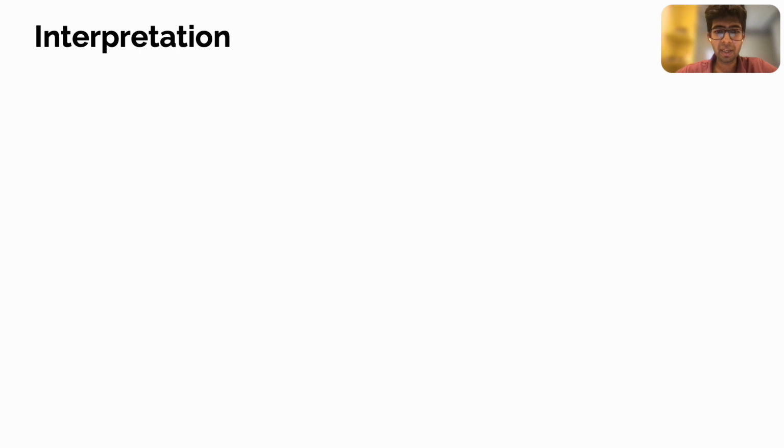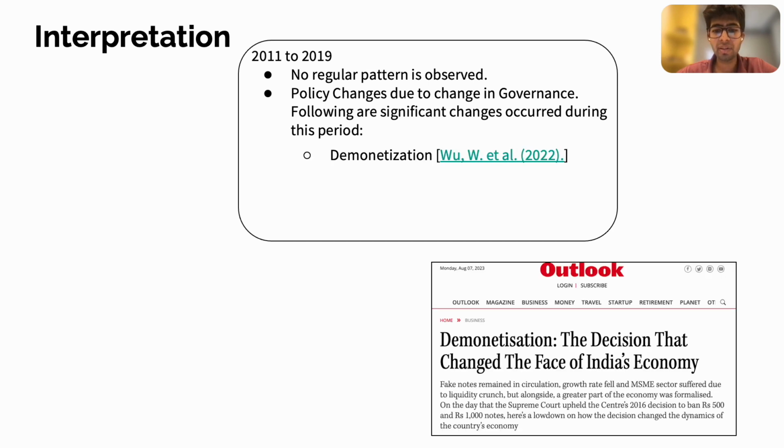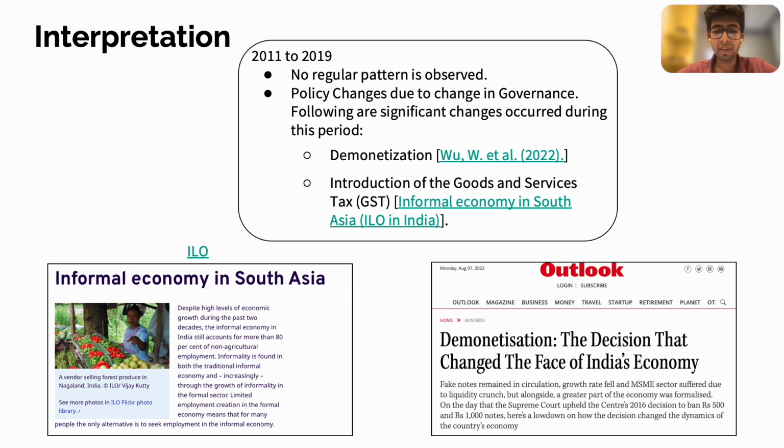We attempt to interpret why no regular patterns were observed during the phase 2011 to 19. This could be attributed to significant changes that occurred during this period, such as demonetization, in which the country's notes were devalued and new currency was circulated. Also, a new goods and service tax regime was introduced during this period.